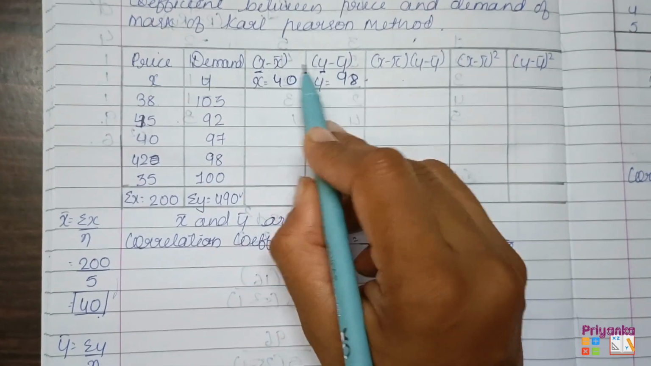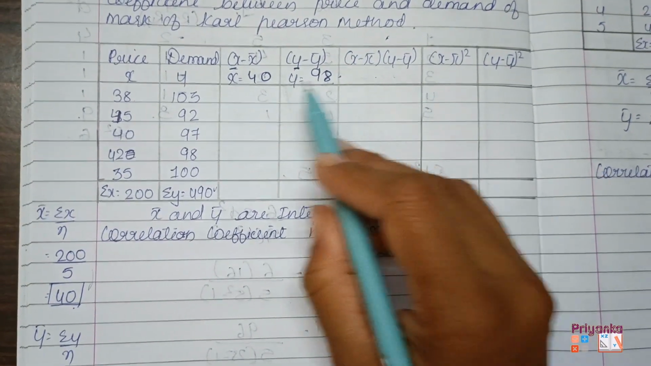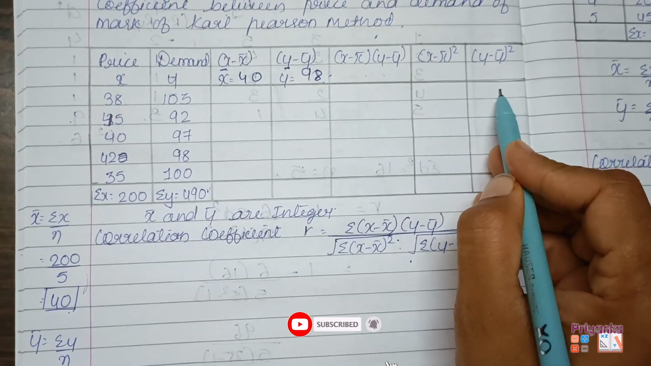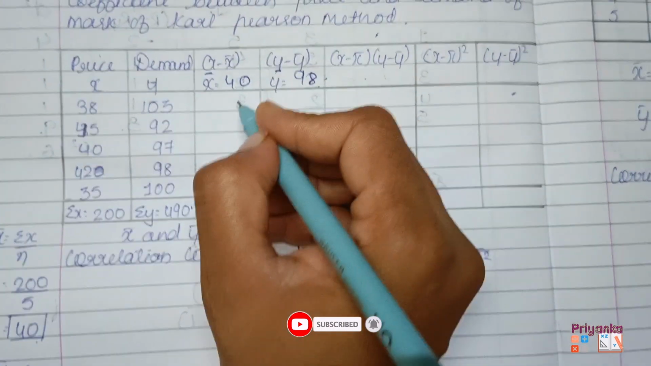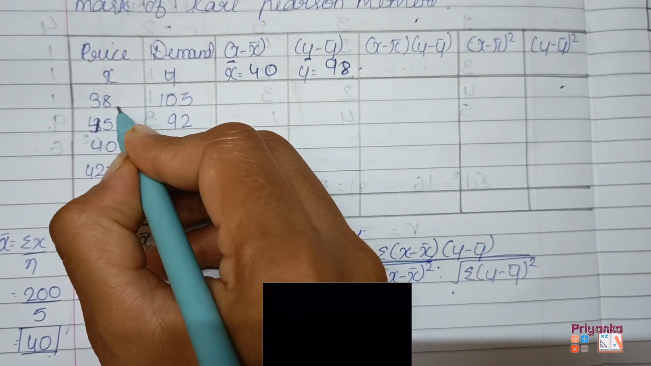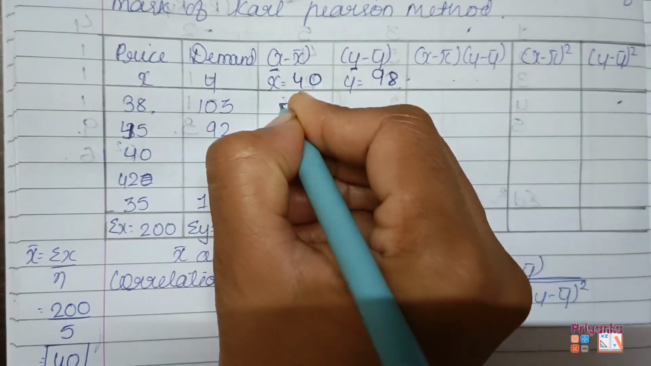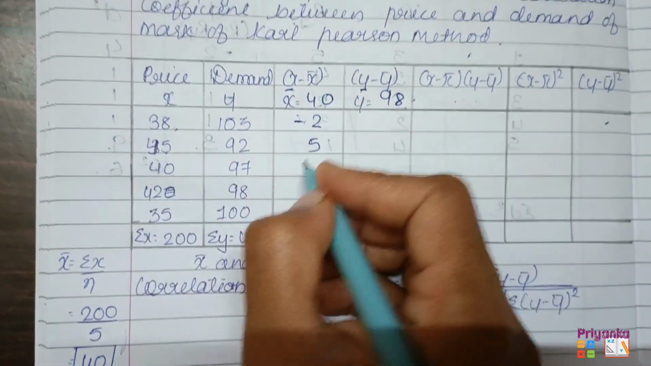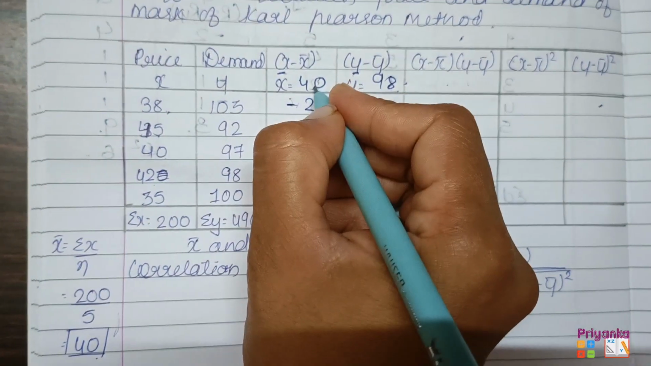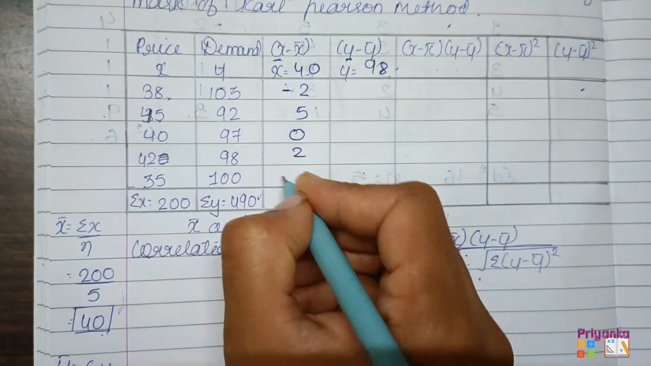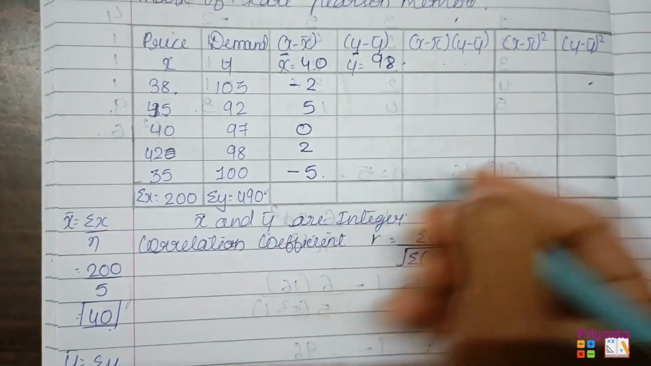Then these two columns used to get multiplied and the square of x minus x bar and y minus y bar we used to remove. So first of all, let's find out x minus x bar, that is 38 minus 40, that is minus 2. 45 minus 45, 40 minus 40 is 0. 42 minus 40, that is 2. 35 minus 40, that is minus 5.